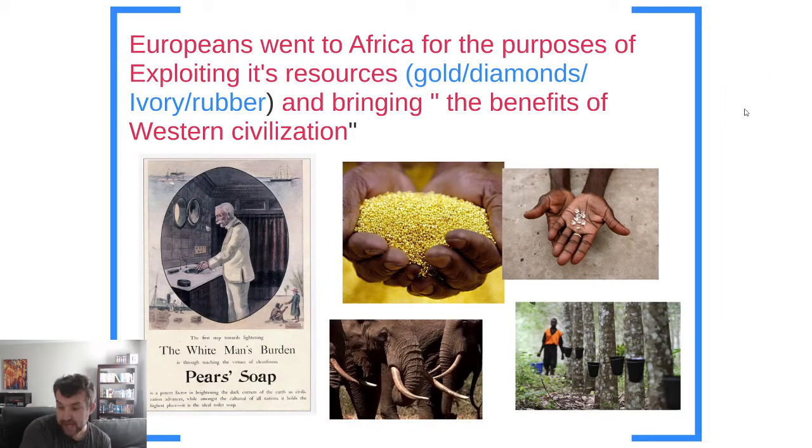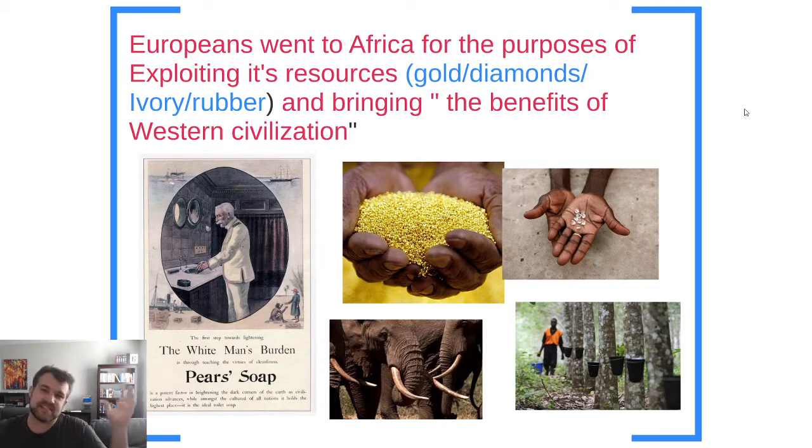Okay, and so why were Europeans in Africa? Well, they were in it for the stuff. Africa has a lot of gold, diamonds, ivory, rubber. If you remember from my last unit about Africa, Africa is the most mineral wealthy continent in the world. And Europeans knew that, and they knew that they didn't have the military capability to resist them, so Europeans took it over.